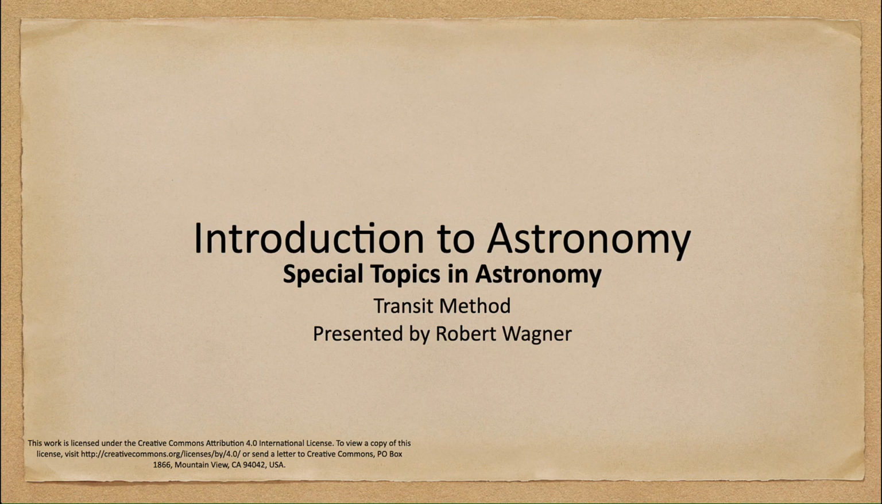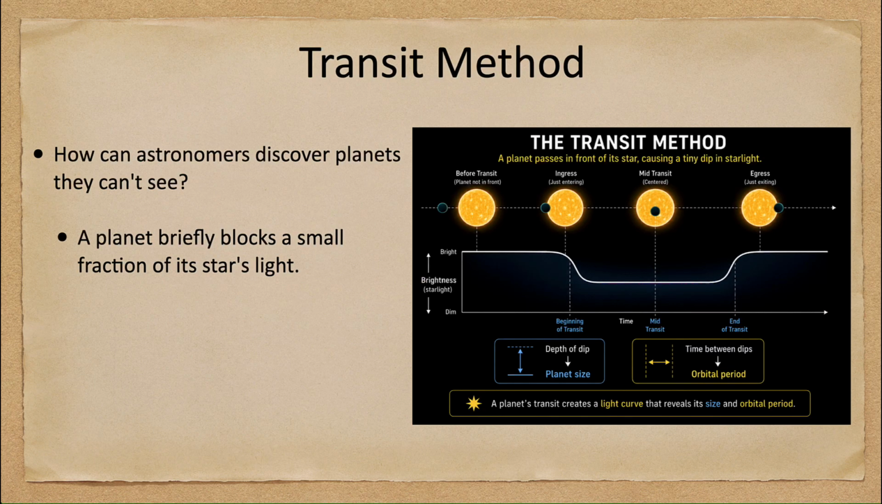In this episode of Special Topics in Astronomy, we will explore the transit method and discover how astronomers can find planets that are far too distant and faint to be seen directly. So let's get started. How can astronomers discover planets they can't actually see?